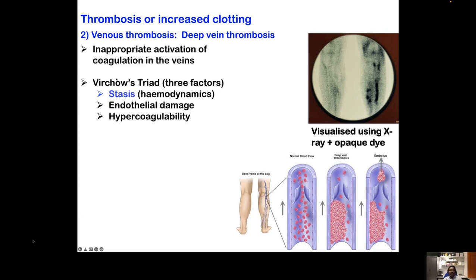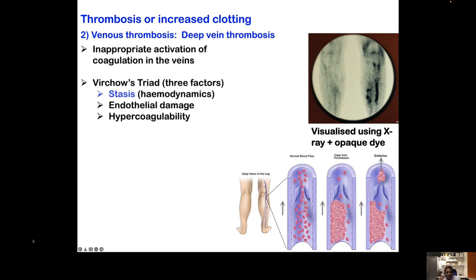Okay, so why is this happening? This is mainly happening due to inappropriate activation of coagulation within the veins. Again, platelets will play a role here, but very, very minimal roles. It's mainly driven through blood coagulation cascades. There are three important factors here. It's normally called the Virchow's triad. The first factor is blood stasis, where hemodynamics is affected.